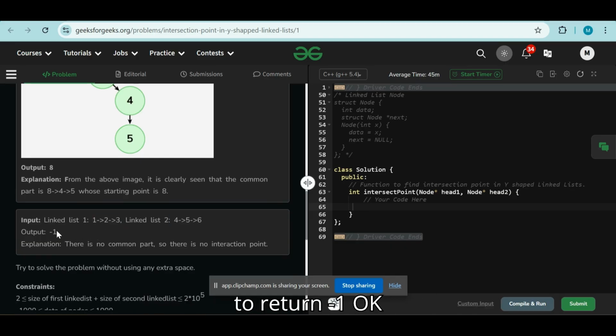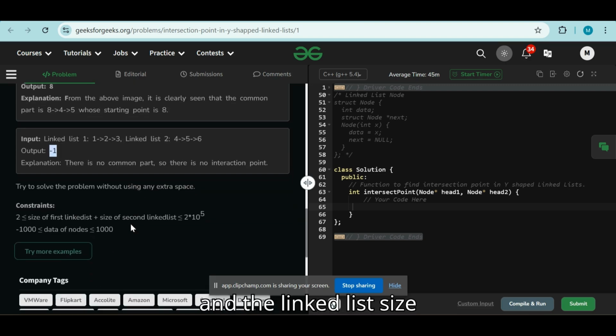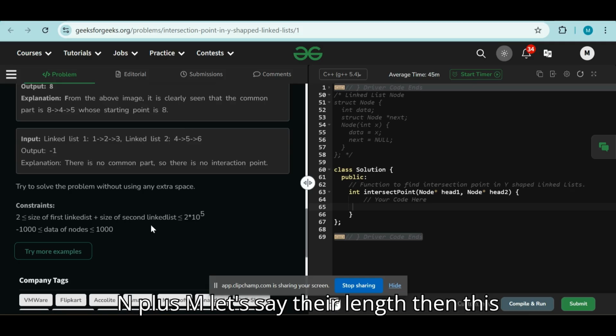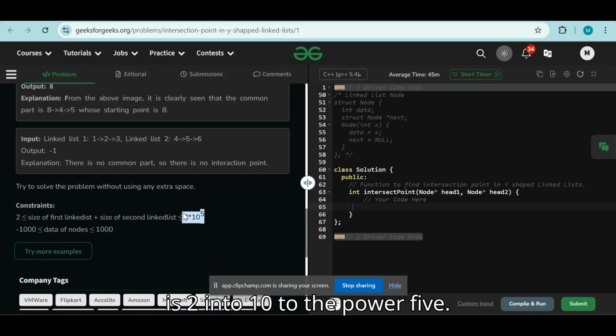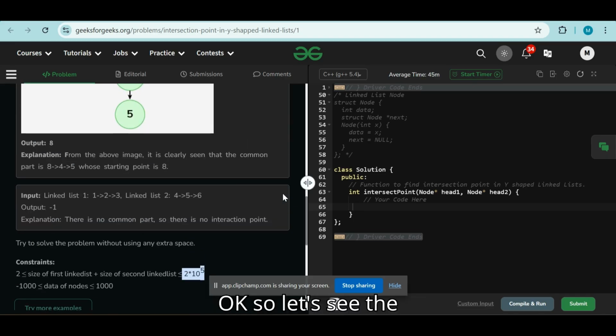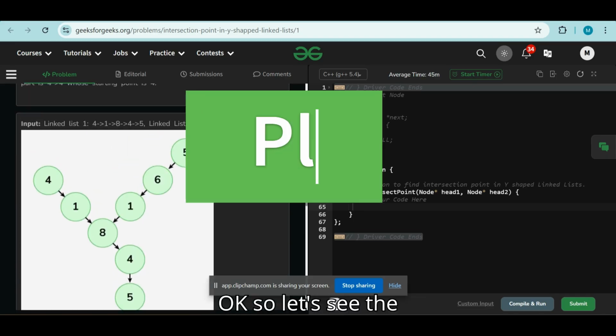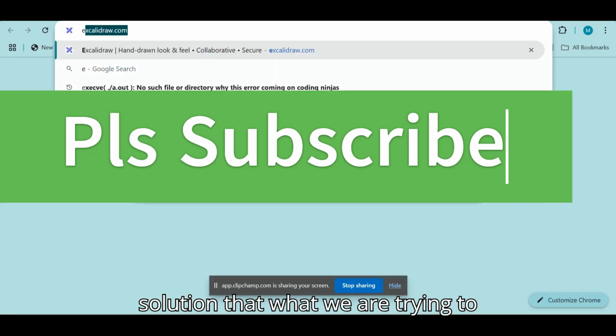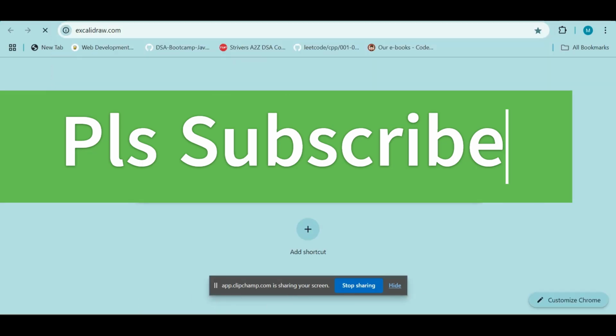have to return -1. Okay, and for the linked list sizes, let's say their lengths are n plus m, then this is 2 into 10 to the power 5. Okay, so let's see the solution, what we are trying to do here.